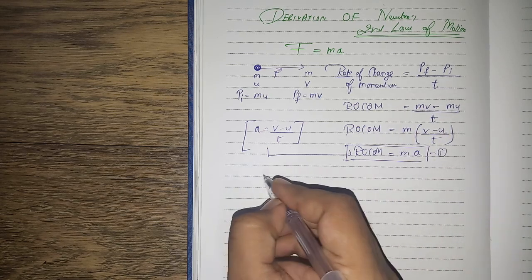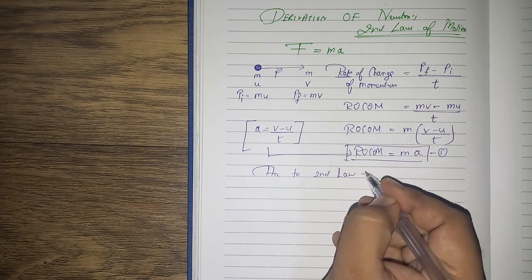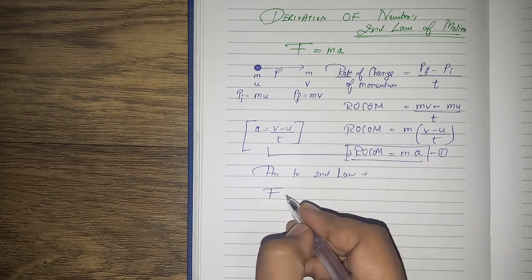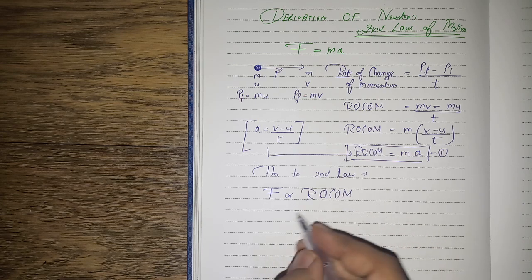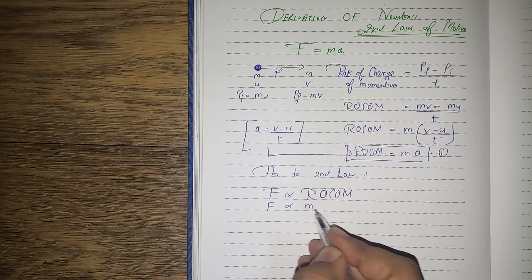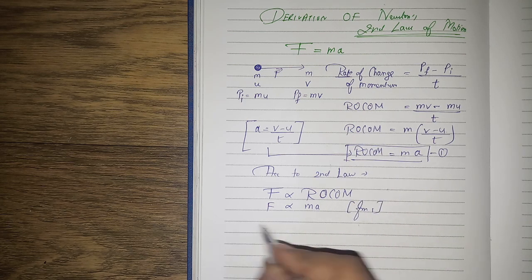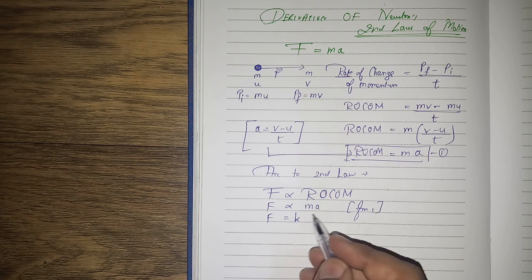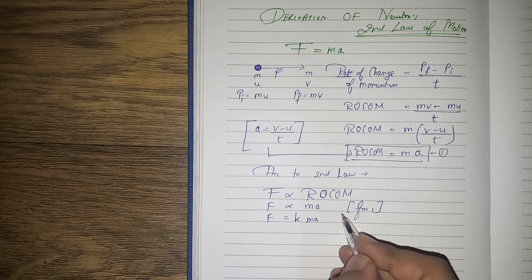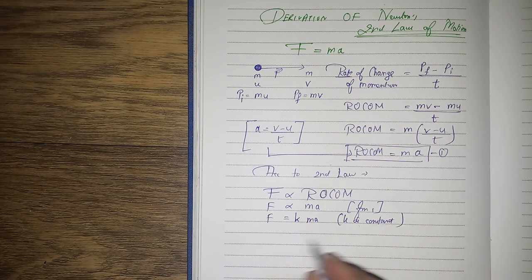So according to Newton's second law, the force applied is directly proportional to the rate of change of momentum. So force applied is directly proportional to ma from 1, right? Whenever we use an equal sign after proportional, we need to multiply by a constant. There is some constant involved in it. So k is the constant of proportionality, F equals kma.